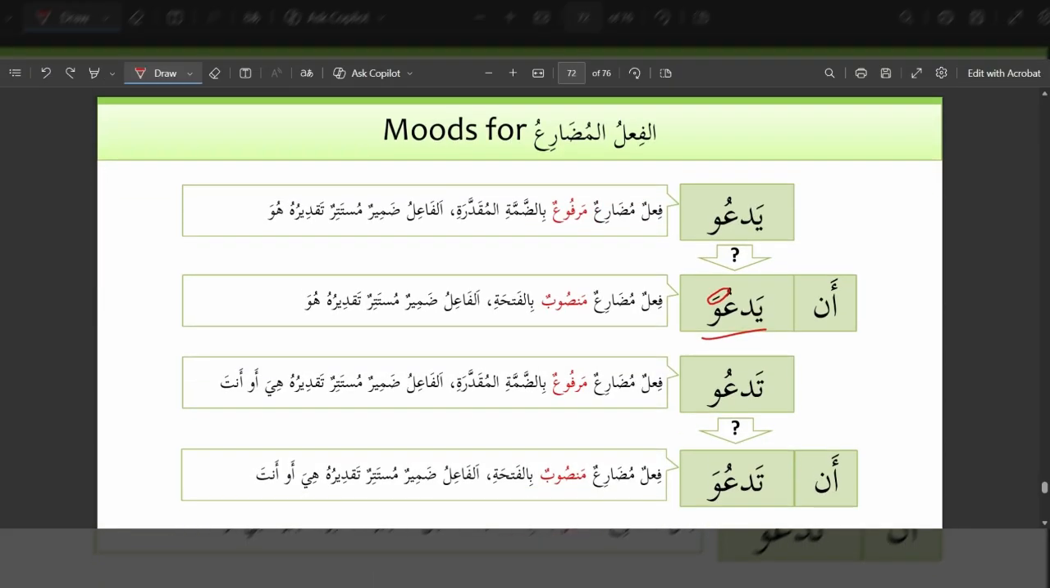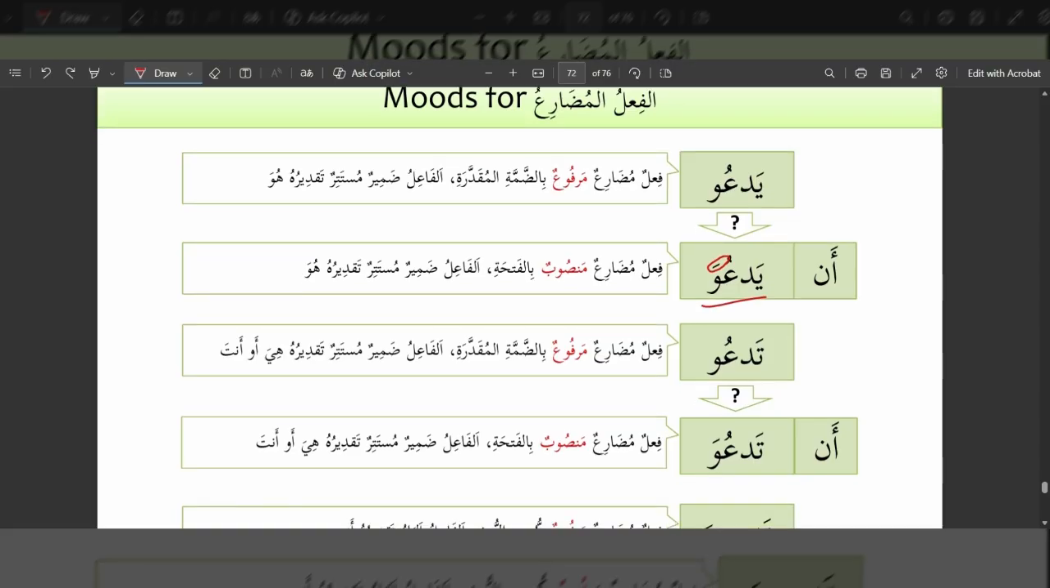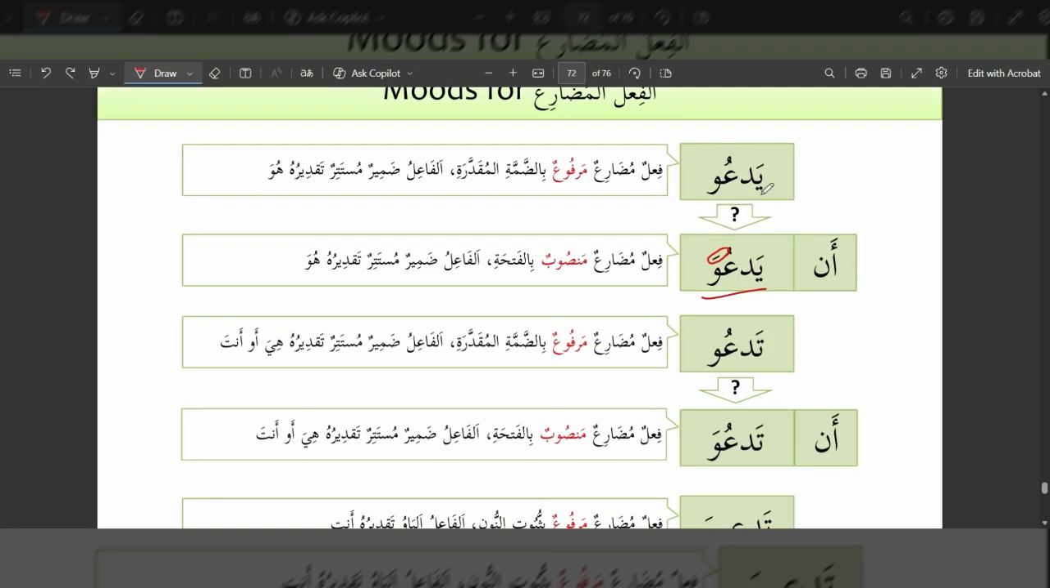Then let's go to modes of فعل المضارع. Here we can see the word يدعو, which means he calls. So here when we analyze it, it's فعل المضارع مرفوع بالضمة المقدرة. That is, it's a present tense in the marfu form with a hidden dhamma. And the fa'il, that is the doer here, is dhamir mustatir taqdiruhu huwa. It's a hidden attached pronoun, huwa, he.